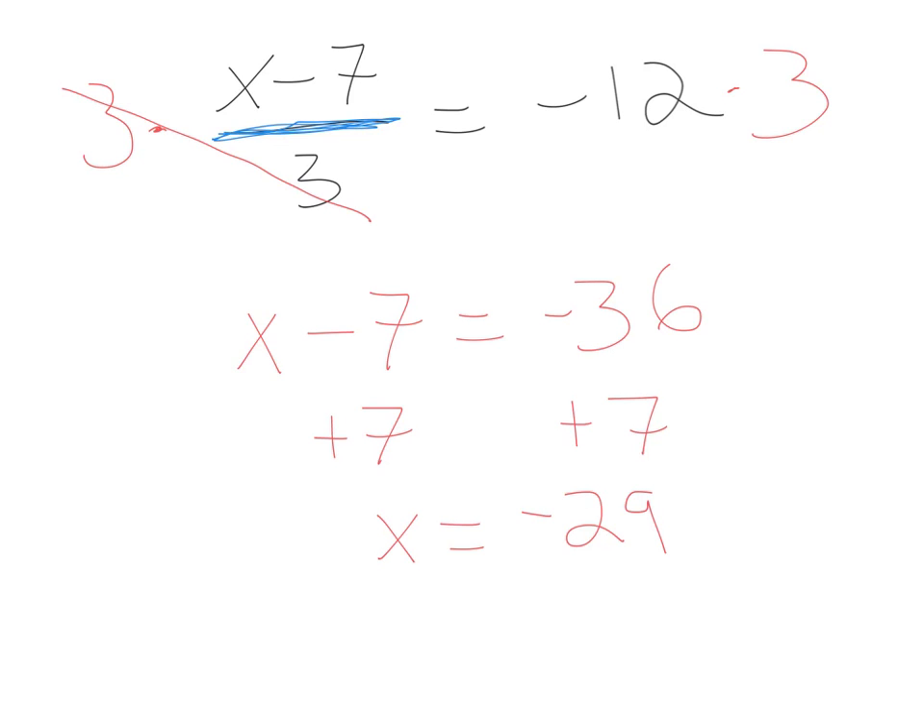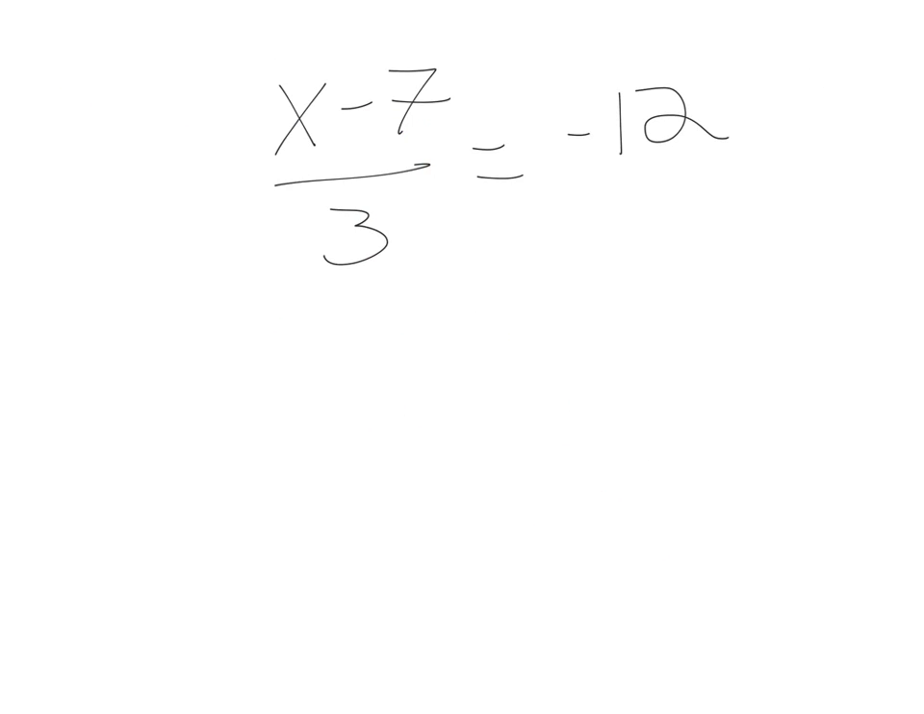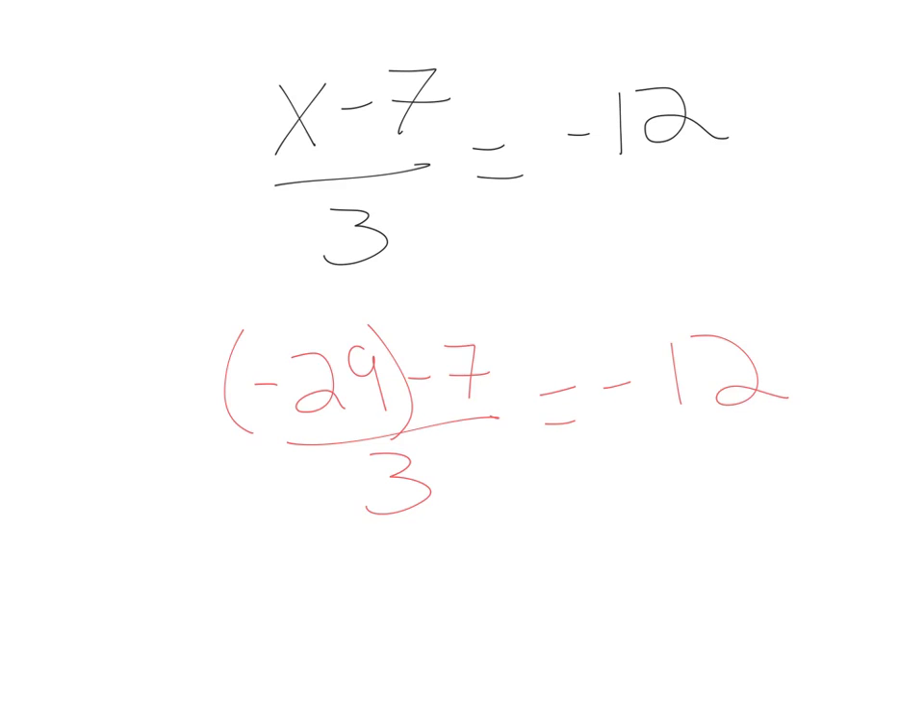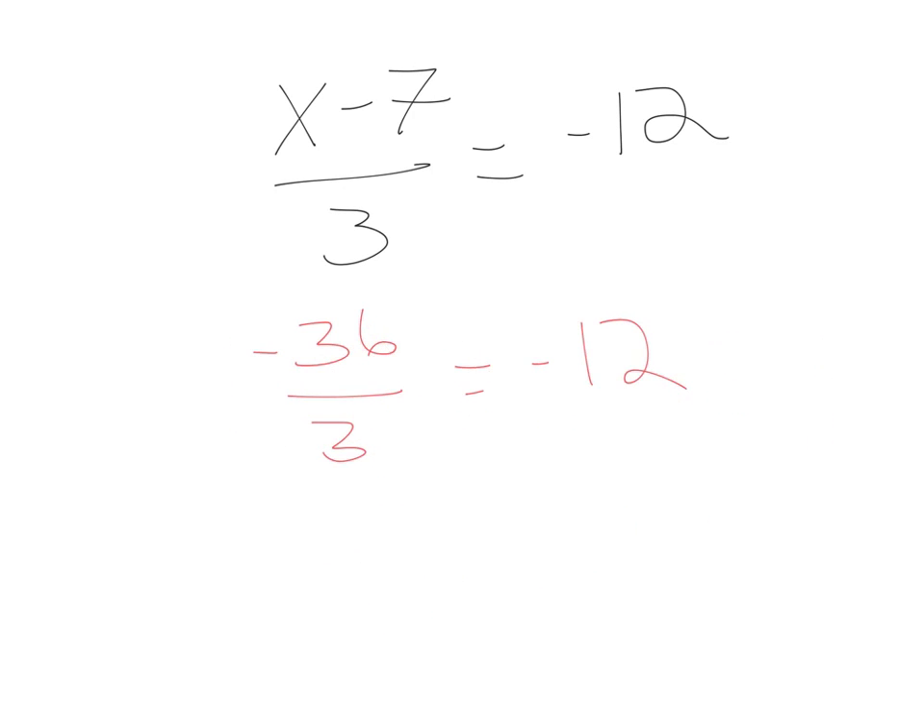Then we can plug that back in to test it. So we take negative 29 minus 7 over 3, and I'm going to put this in parentheses just for clarification, equals negative 12. Negative 29 minus 7 is negative 36, divided by 3 equals negative 12. That's correct. Negative 12 equals negative 12. Good.